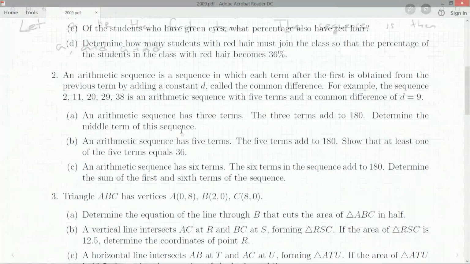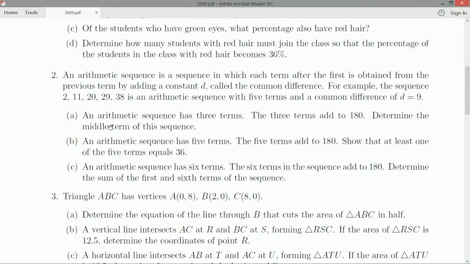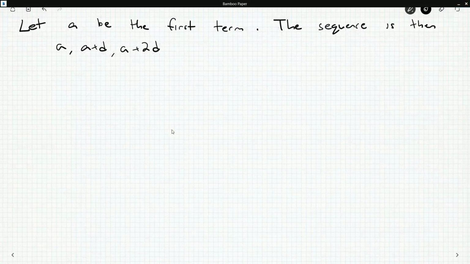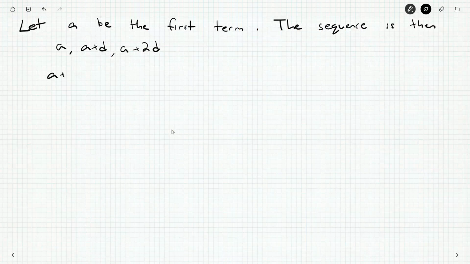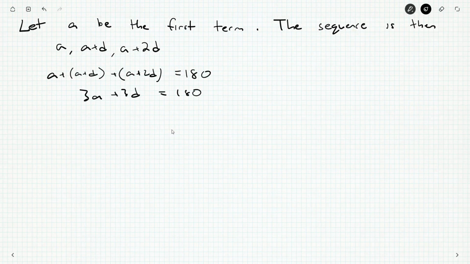And what are we asked for? We're not asked for A or D. We just want the middle term of this sequence. Well, what do we know? We know that these guys add up to 180. So A plus D plus A plus 2D is equal to 180. Well, I can clean up this left-hand side. I've got 3 A's, and D plus 2D is 3 D's. And this is really the only thing I know. How do I relate it back to our sequence? And more importantly, how do I relate it back to the middle term, A plus D?